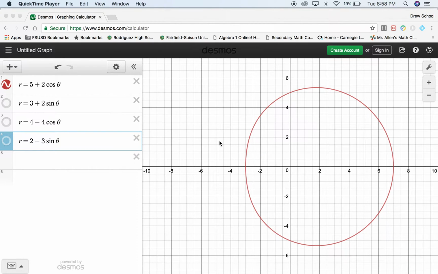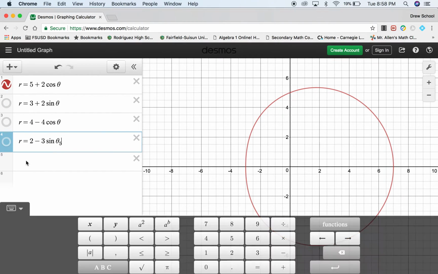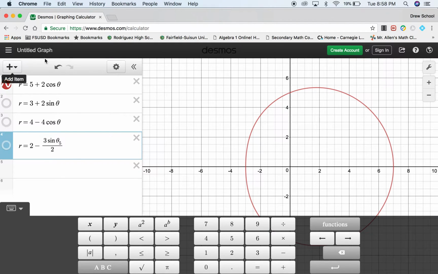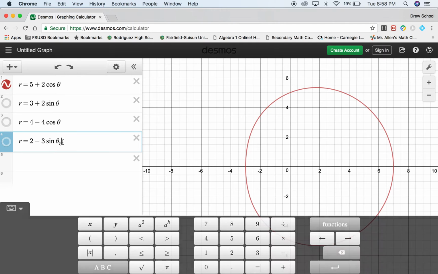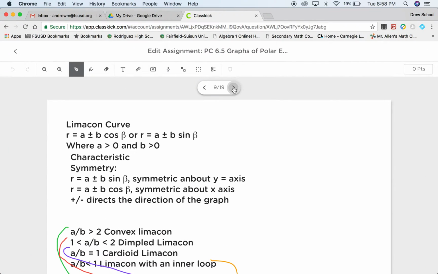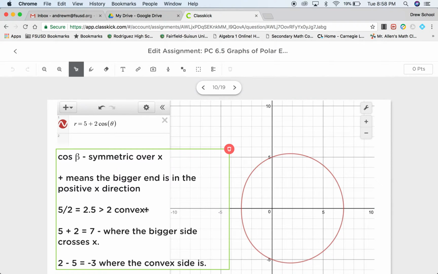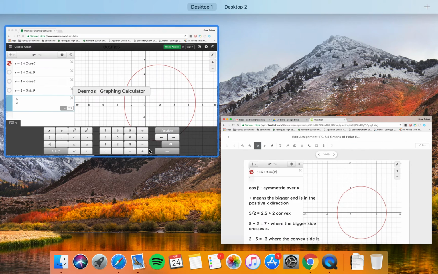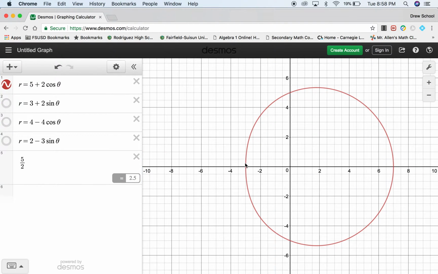All right, so now we're graphing limacon graphs. Here you notice our A value is 5 and our B value is 2. 5 divided by 2 is 2.5. So when A divided by B is bigger than 2, we have what's called a convex limacon. So our convex is right here.